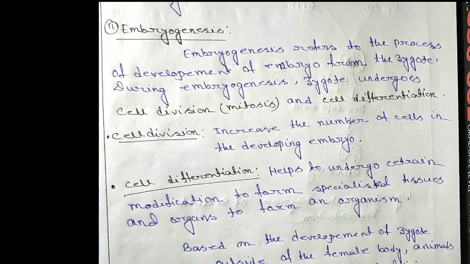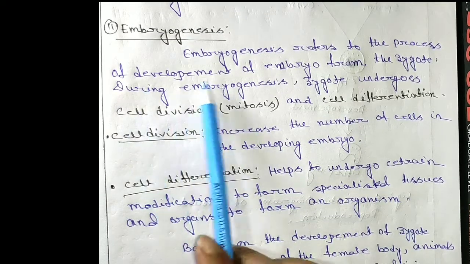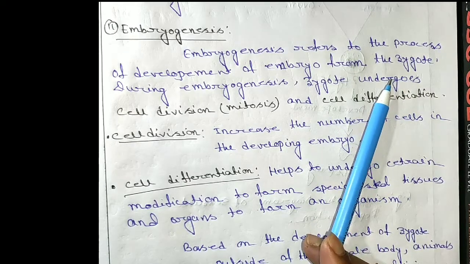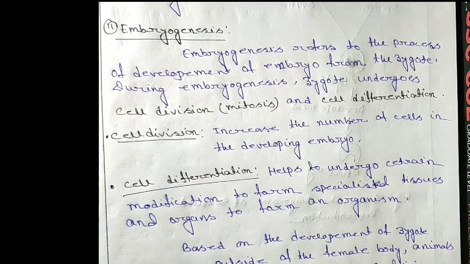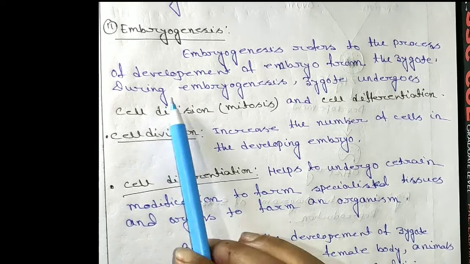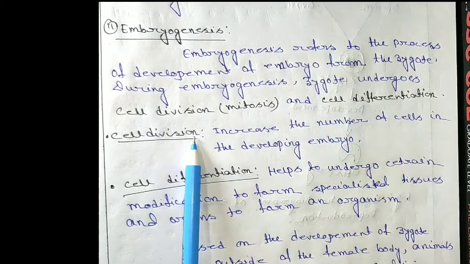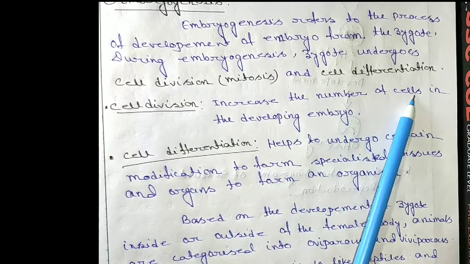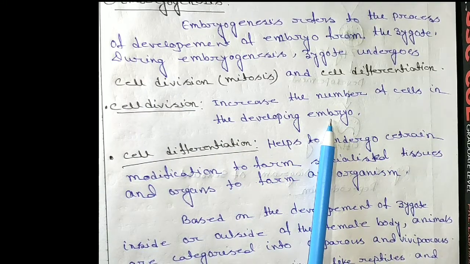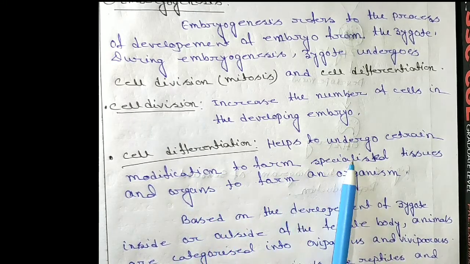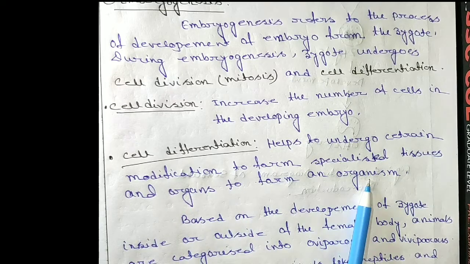And embryogenesis. Embryogenesis refers to the process of development of the embryo from the zygote. That means when a zygote develops and from the zygote the embryo develops, this is known as embryogenesis. During embryogenesis, the zygote undergoes cell division and cell differentiation. Cell division increases the number of cells in the developing embryo, and cell differentiation helps cells undergo certain modifications to form specialized tissues and organs to form one organism.